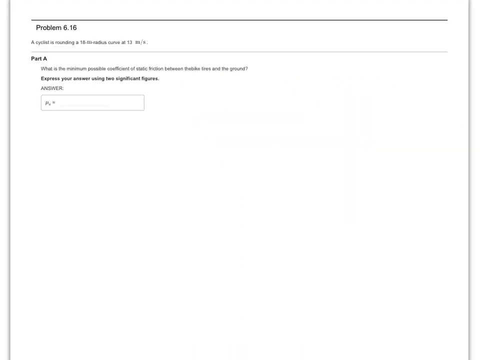All right, so moving on to this next one, we have a person on a bike going around a curve at 13 meters per second. And we want to know what the coefficient of static friction is going to be between the tires and the ground. So I'm going to go ahead here and set up my forces acting on the bike in this case.